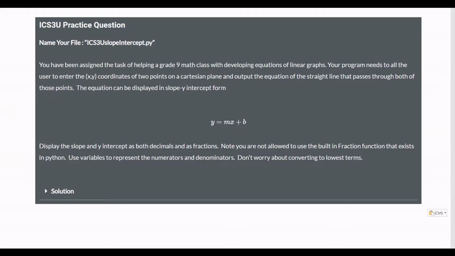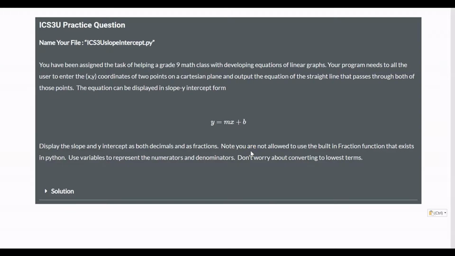So in this question, it says we've been assigned a task of helping a grade 9 math class develop equations of linear graphs. The user is entering a pair of xy coordinates and it's outputting the equation of a straight line that passes through both of those points. And it wants the equation displayed in slope y-intercept form. So there's our slope y-intercept form.